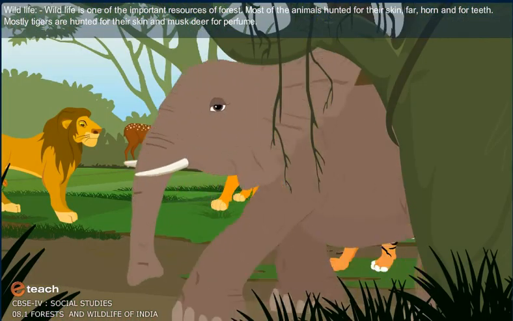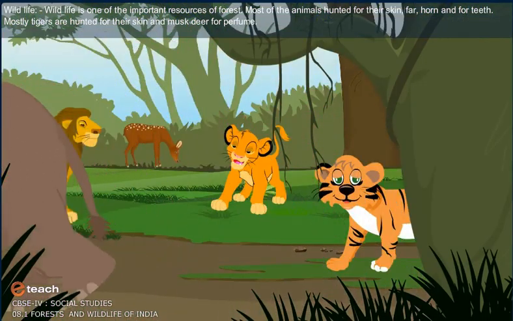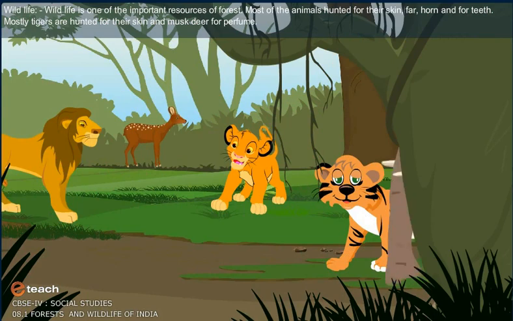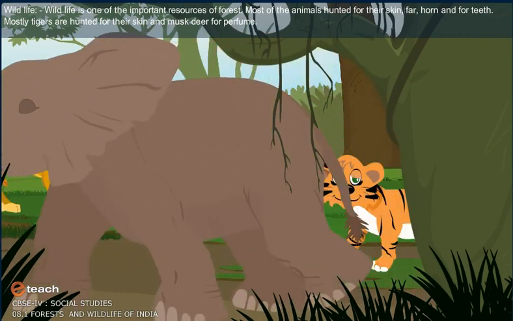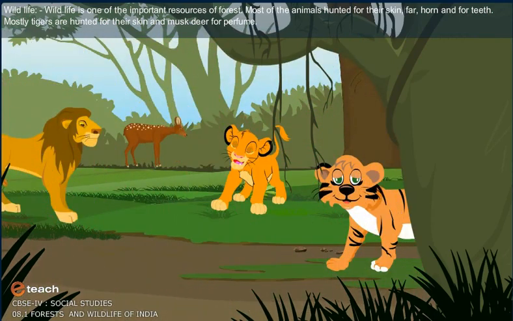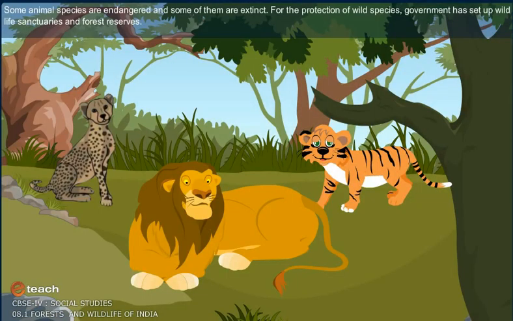Wildlife. Wildlife is one of the important resources of forest. Most animals are hunted for their skin, fur, horn and teeth. Mostly tigers are hunted for their skin and musk deer for perfume. Some animal species are endangered and some of them are extinct.